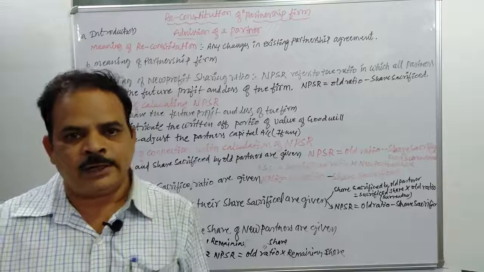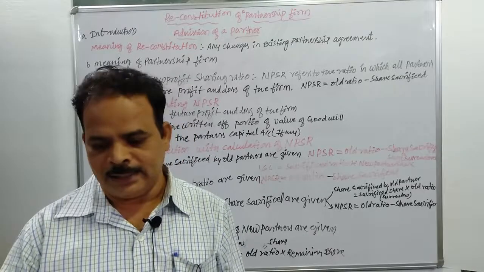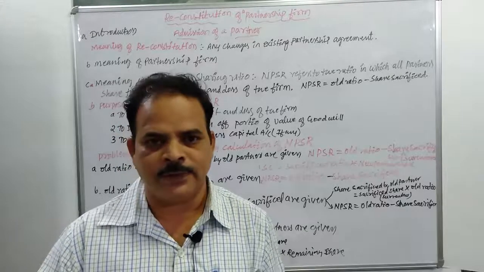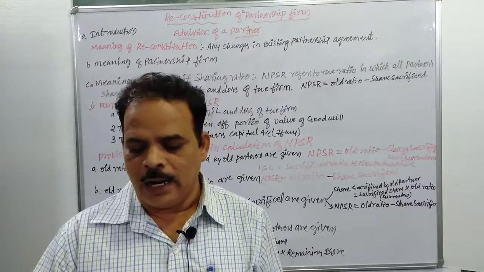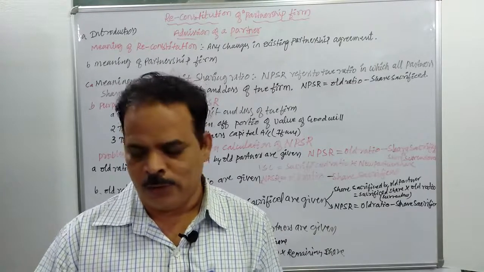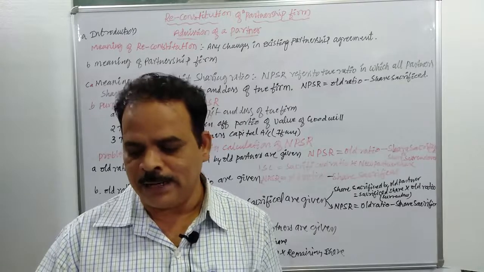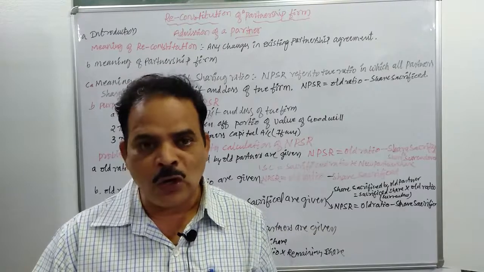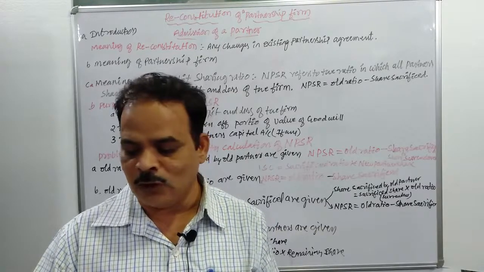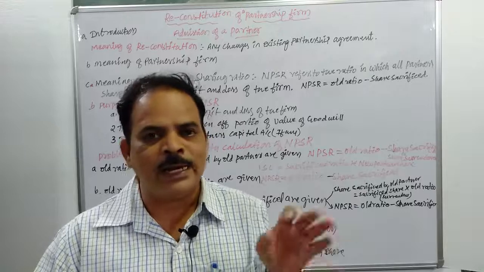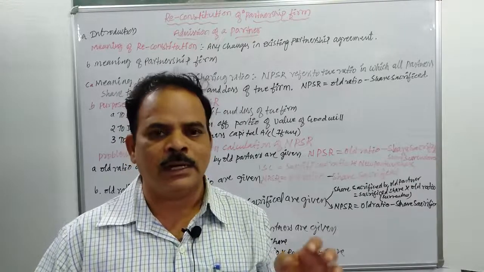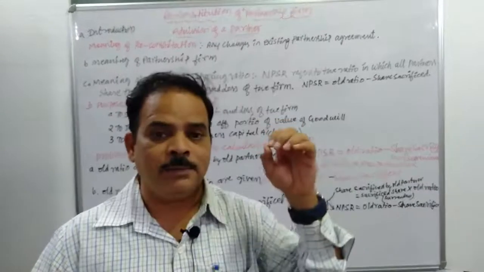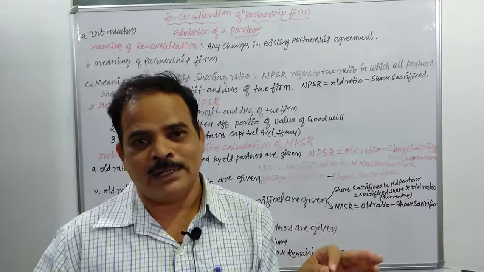According to Section 31 of the Indian Partnership Act 1932, any eligible person can be admitted into the partnership firm with the consent of all the partners. This is very important. Any eligible person means what? A person who has come of age, 18, and has become a legal person.